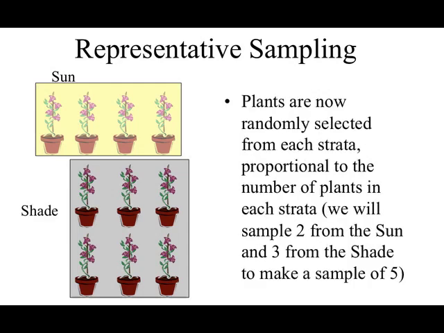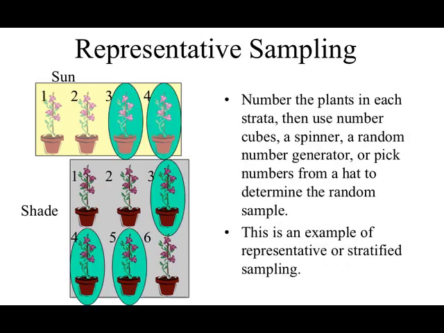The plants are now randomly selected from each strata, proportional to the number of plants in each strata. For instance, we will sample 2 from the sun and 3 from the shade to make up a sample of 5. To do this, you take the number of plants in each strata, then use number cubes, a spinner, or random number generator, or pick numbers from a hat to determine the random sample. This is an example of representative or stratified sampling.